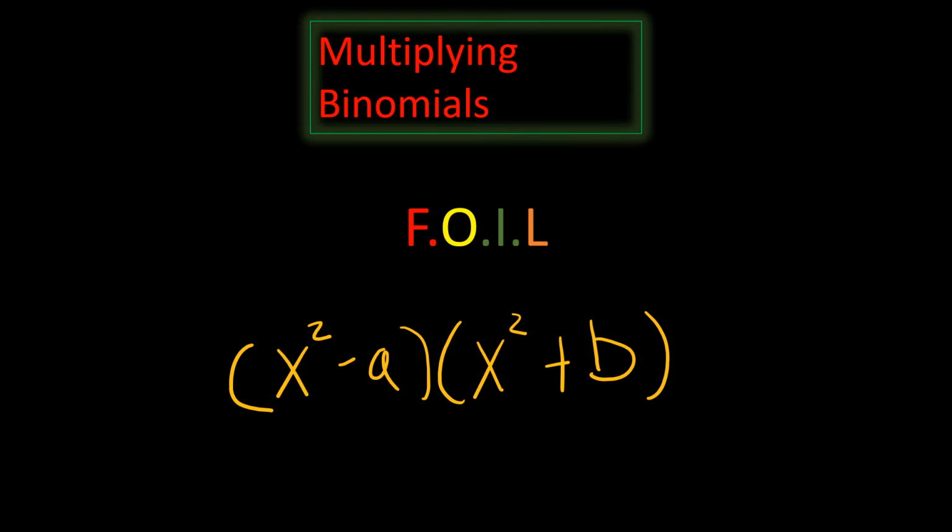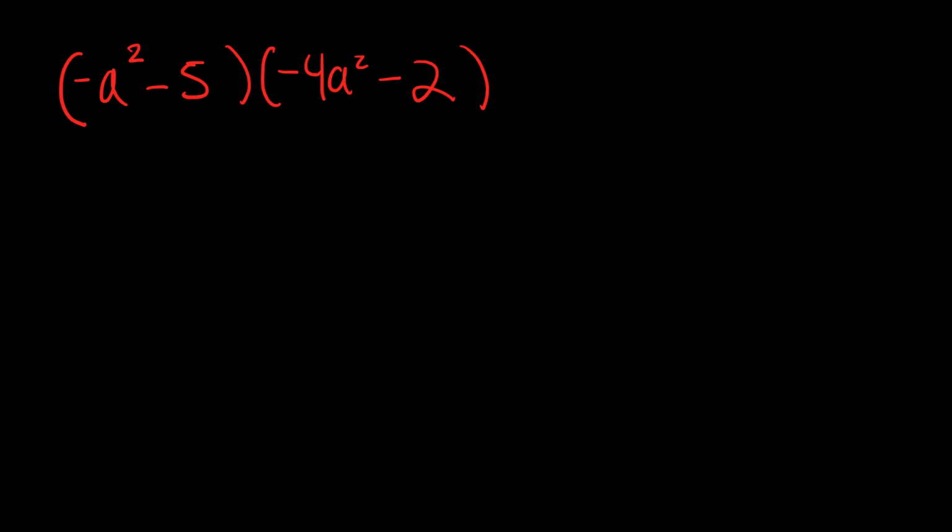Let's work through some examples. So I have negative a squared minus 5 times negative 4a squared minus 2. The technique we're going to use here is called FOIL. So now I'm going to multiply my first.